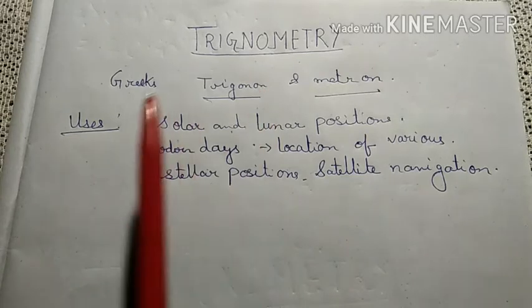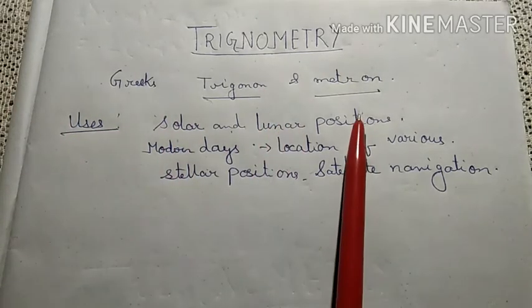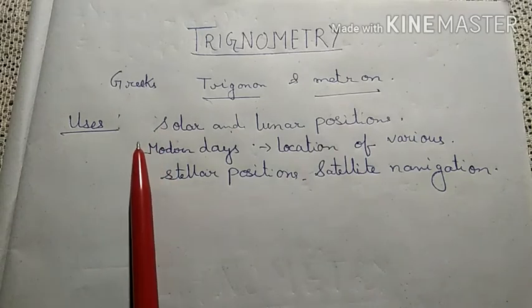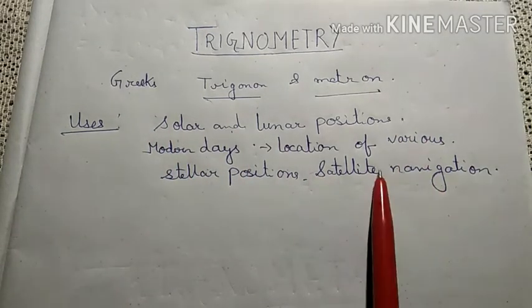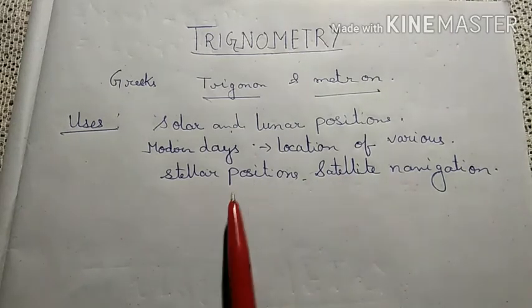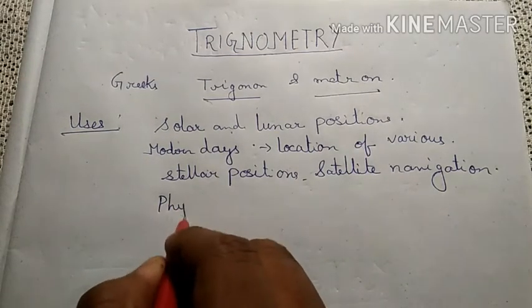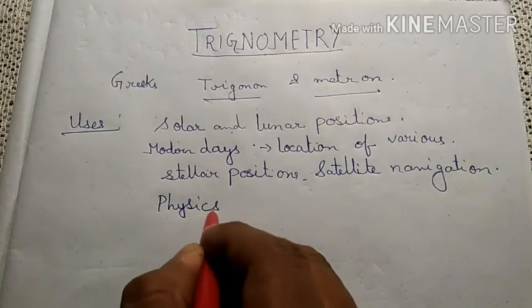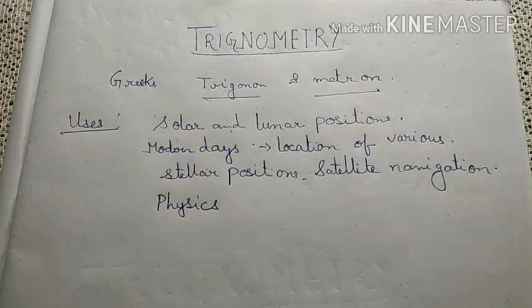Okay, now we move on to the uses. In the past, solar and lunar positions were detected using trigonometry and in various other fields. Now in modern days, location of various stellar positions, satellite navigation, and also in various other aspects, trigonometry is very useful. In physics, it is also used for describing light waves and sound waves. It's very useful. Now let's move on.